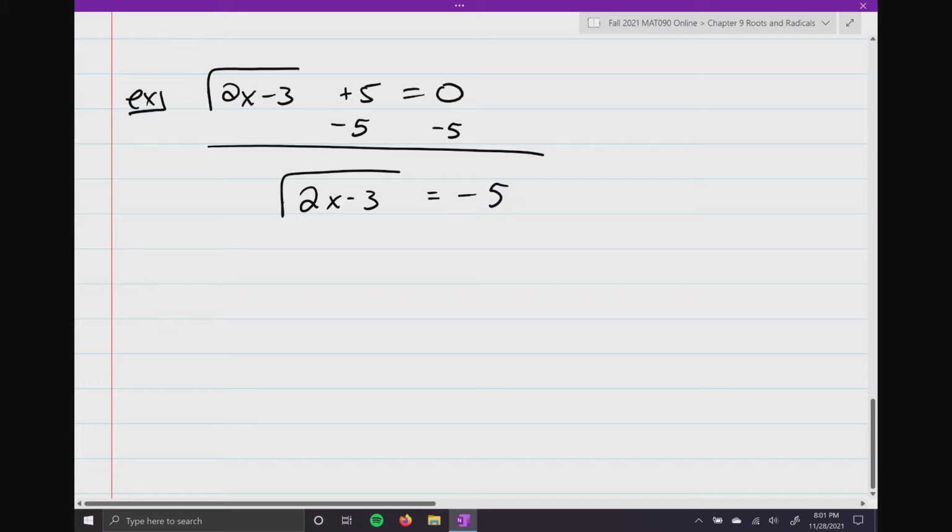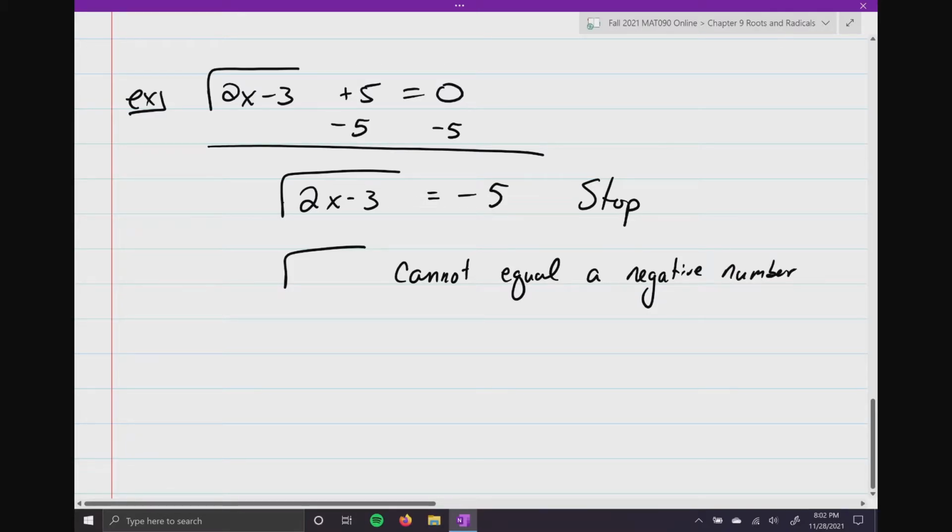Okay? But here, we have to stop. Now, ask yourself, why do we have to stop? If you need to, pause the video, then unpause it once you have your idea. We have to stop because the square root, remember, cannot equal a negative value. It can't equal a negative number.